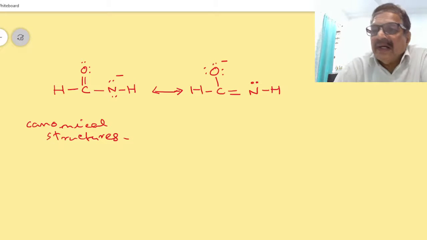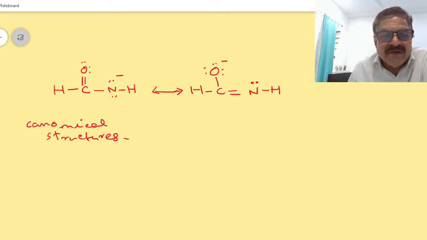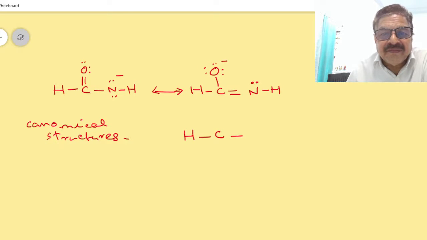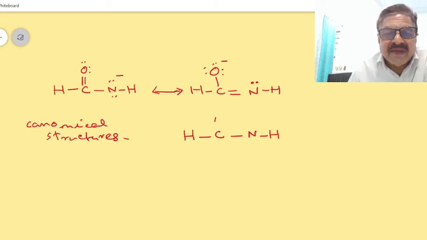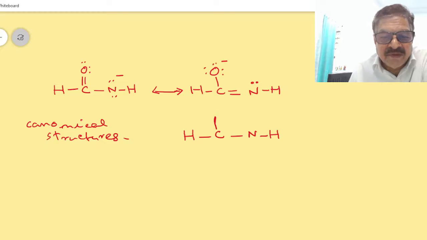Now, what will be the nature of the hybrid here? The hybrid is the most stable one because of the electron delocalization. We can show this hybrid: there will not be any double bond and there will not be any negative charge. The positions of the atoms remain the same.